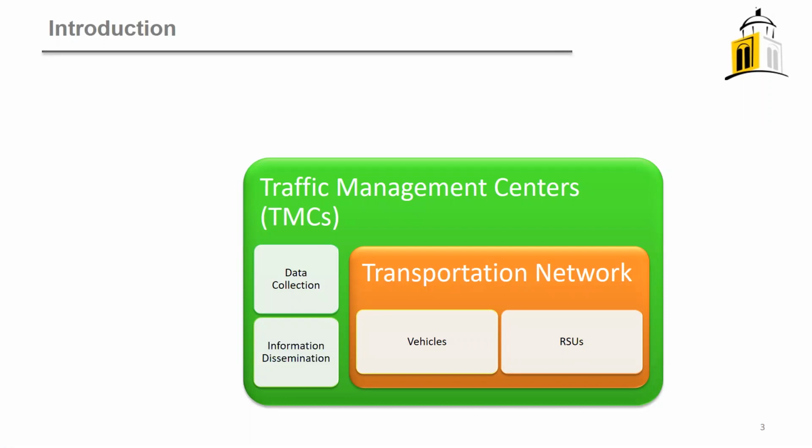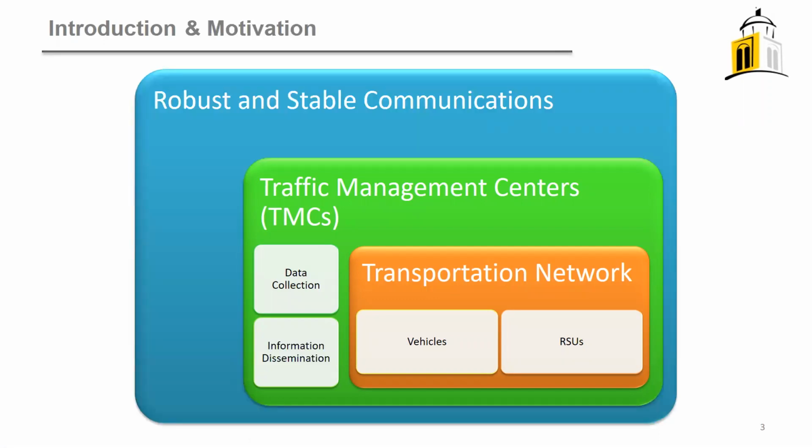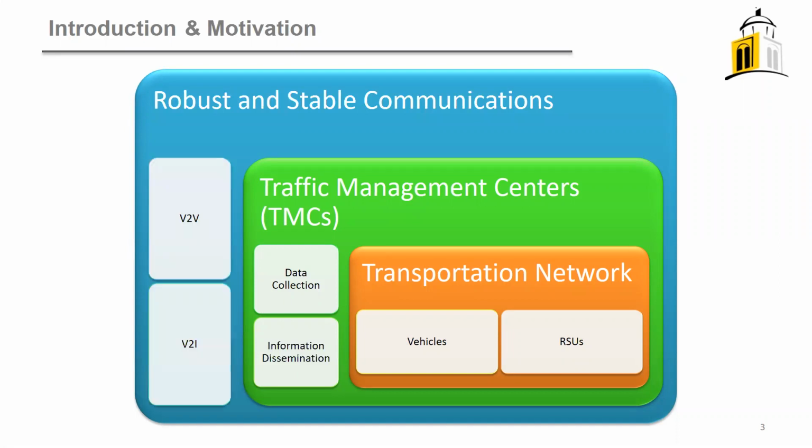So to guarantee a successful management process here, we need to have robust and stable communication between the vehicles and each other, and between the vehicles and the infrastructure. The challenge, however, here will be that we may not have enough vehicles in the network that will help us have this kind of stable communication, especially at the early deployment of the technology.